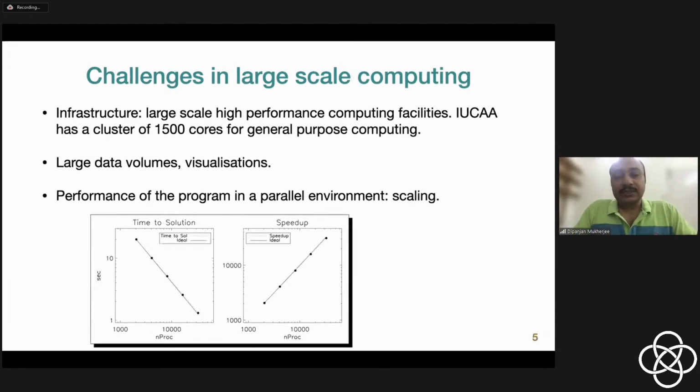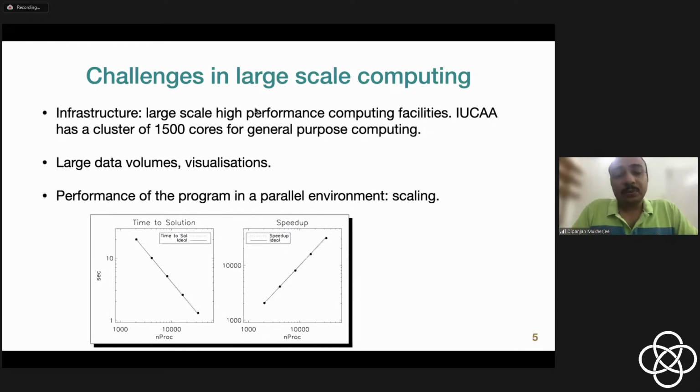So, as I said, we basically require a good infrastructure of large-scale high-performance computing facilities. There's one in IUCAA. Unfortunately, we cannot show you that because you cannot physically come here. But hopefully, if you come here someday, we can give you a tour of that.